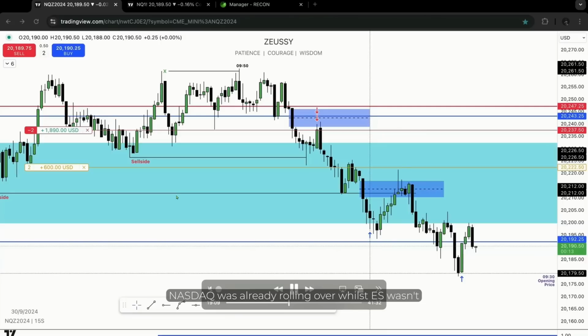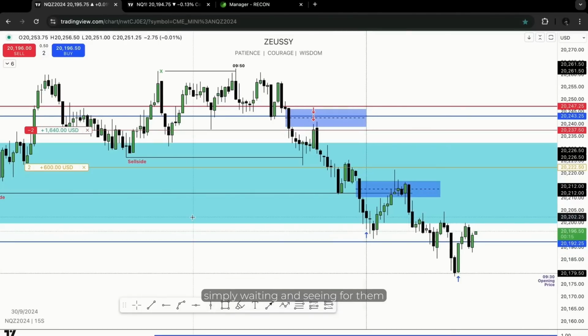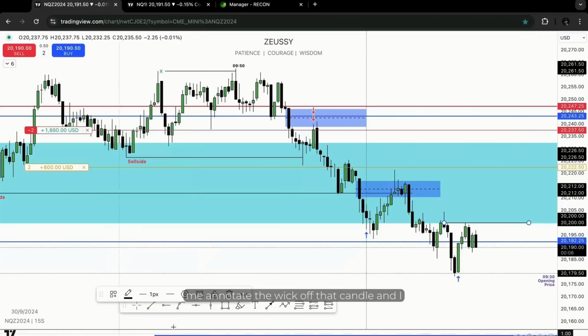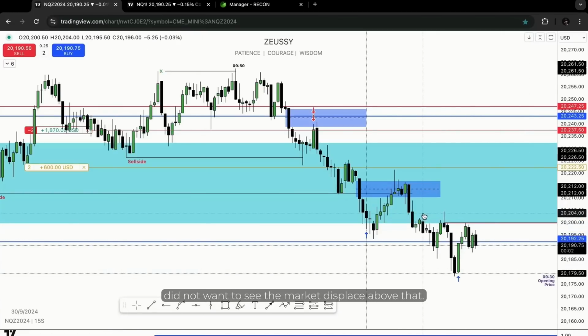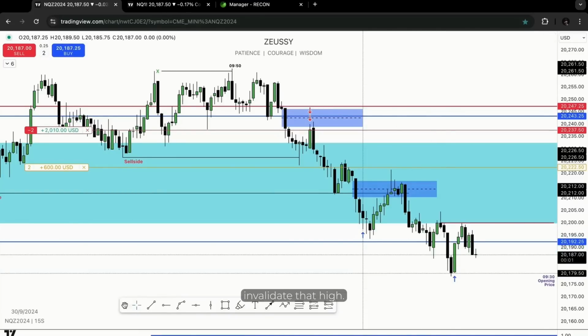Nasdaq was already rolling over whilst ES wasn't, and that right there was to me something I was not a fan of. Simply waiting and seeing for them to move in tandem with one another. Therefore, you can see me annotate the wick of that candle, and I did not want to see the market displace above that. That wick right there is a bearish rejection block. In the current range, price should not invalidate that high.